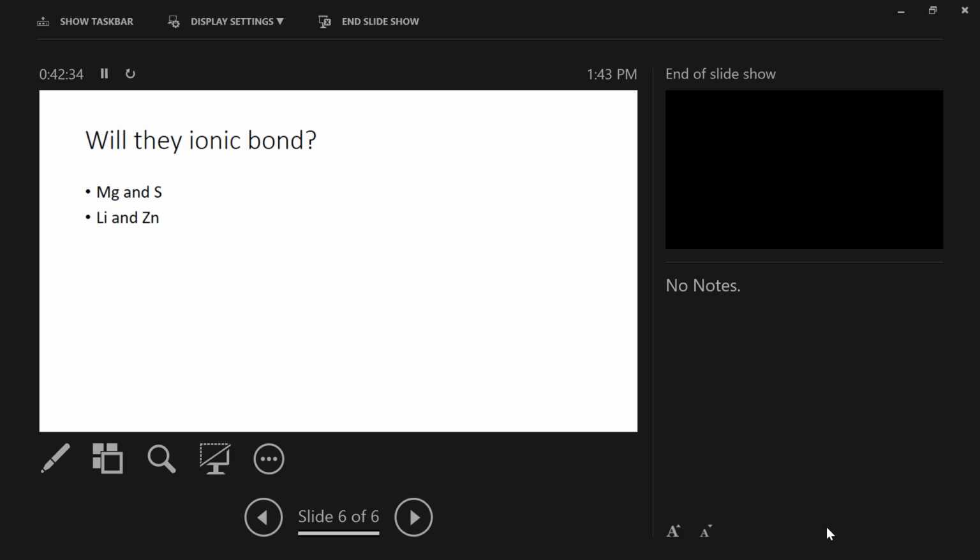Anyways, so it loses 1 electron. What is the charge on lithium? +1. Right? It lost an electron that had a negative charge, now has a positive charge.